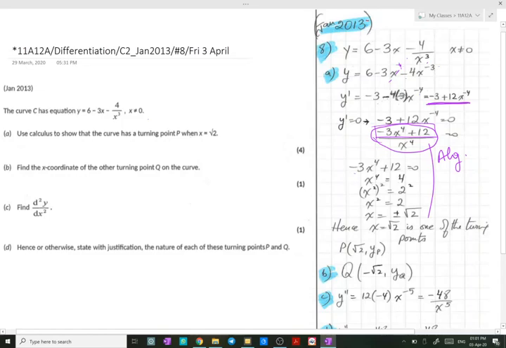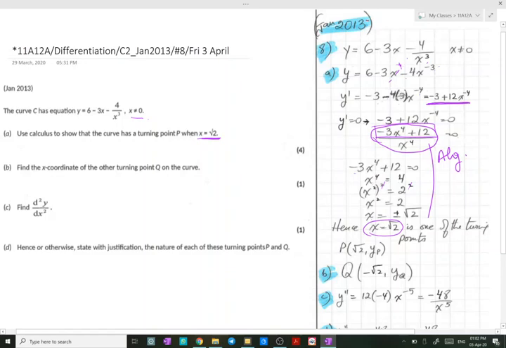x to the 4 is 4, so x squared to the 2 is equal to 2 to the 2. Therefore x squared is equal to 2 because you take away these 2's. x squared equals 2, therefore x is equal to plus or minus square root 2. But since we know that we have one turning point, therefore we take the positive, which is square root 2, which is the one that they are asking in the question.